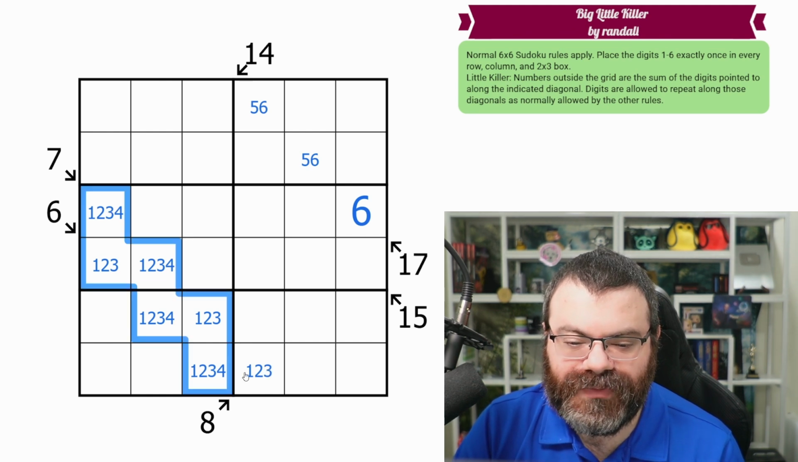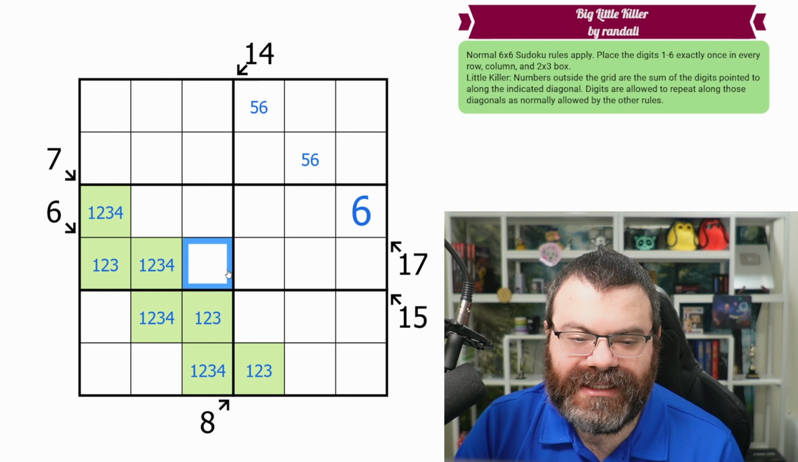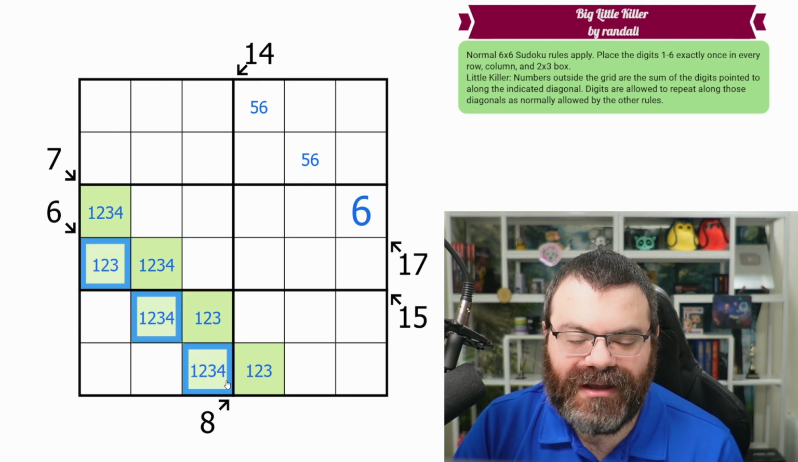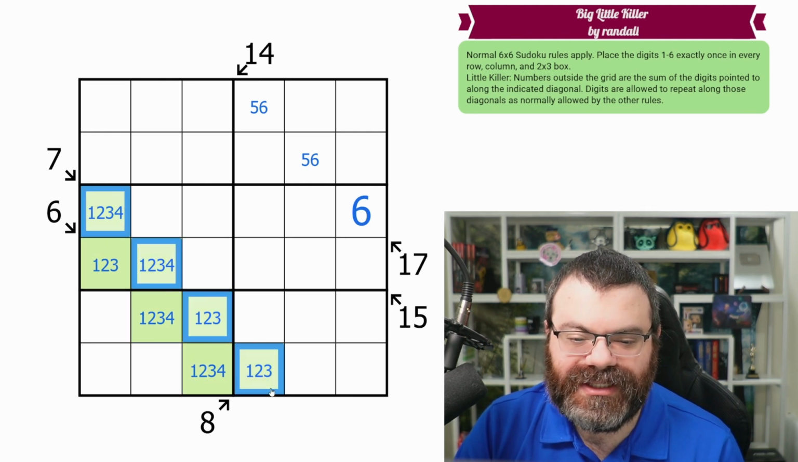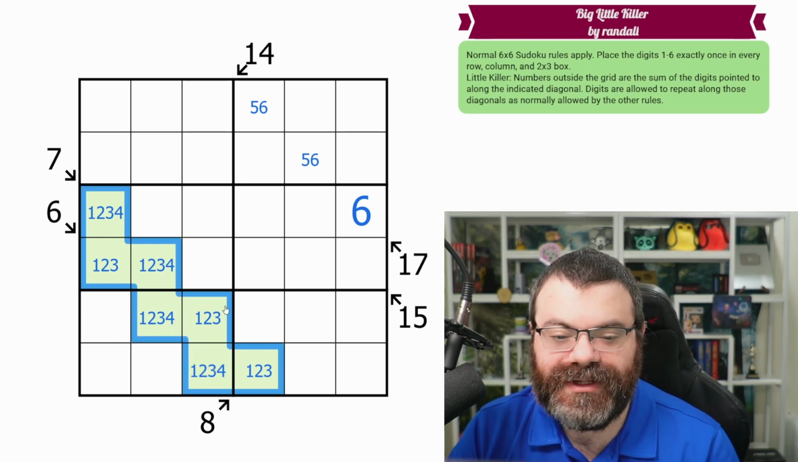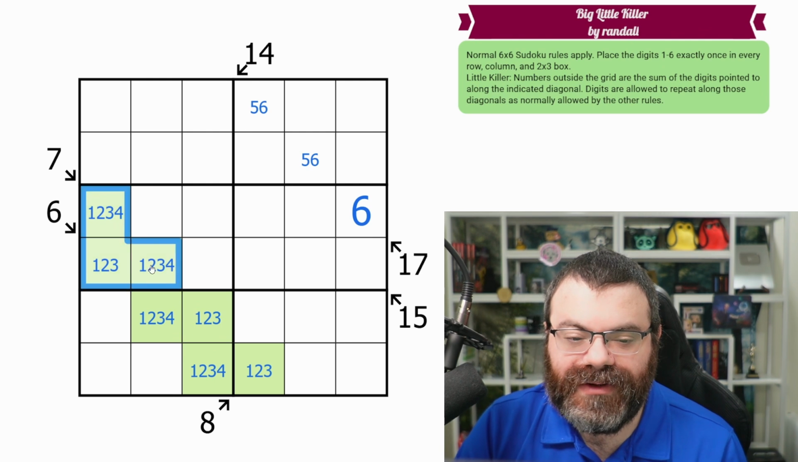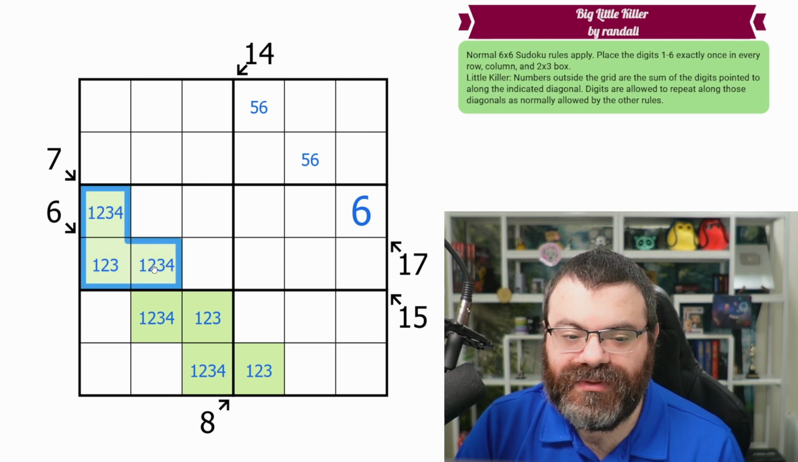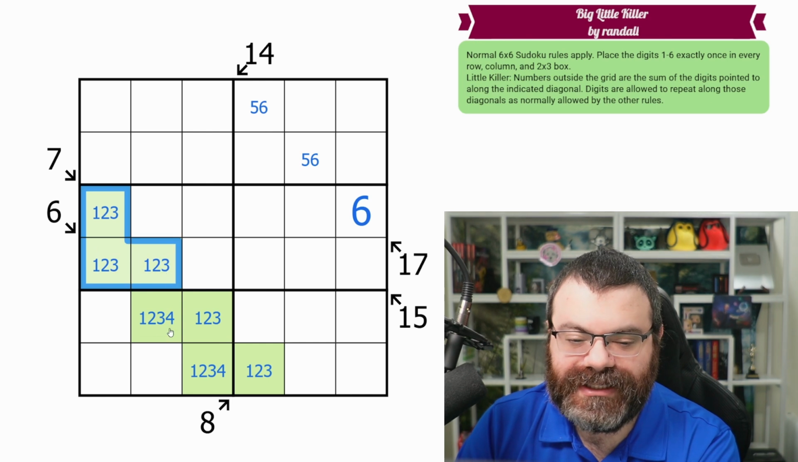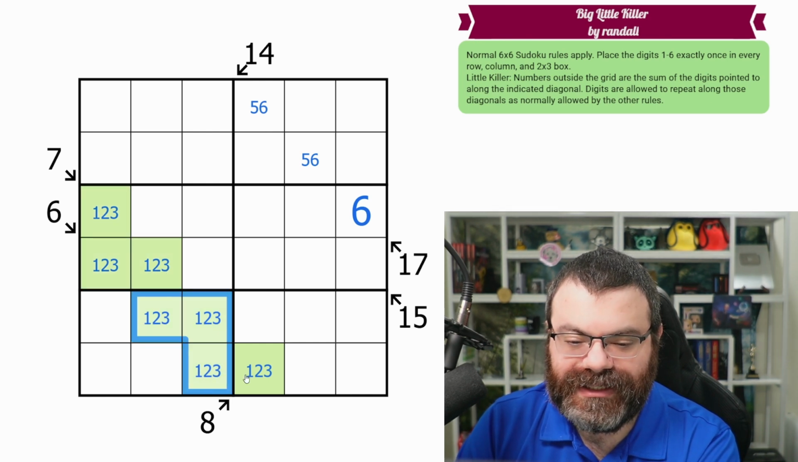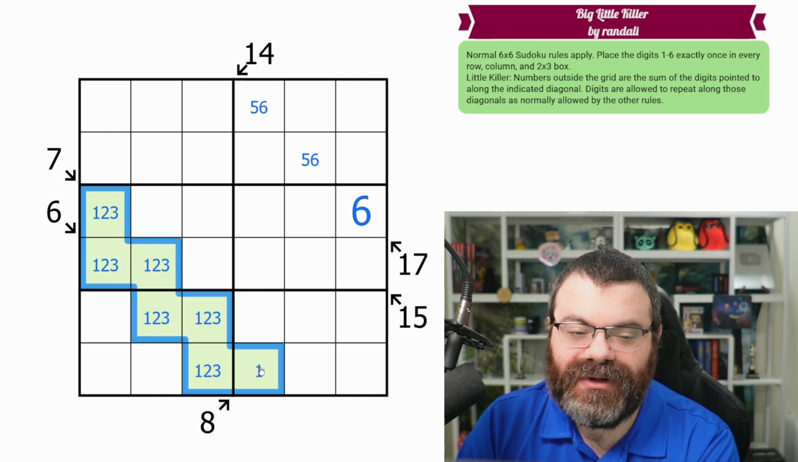But one thing we can do with little killers is we can take them together. So we know that the sum of these 3 are 6, and the sum of these 4 are 7, which means the sum in total of all of these green cells is going to be 6 plus 7, which is 13. So if we think about this, this could be 1, 2, 3 adding to 6. In fact, let me do that. This could be 1, 2, 3 adding to 6. This could be 1, 2, 3 adding to 6, and this could be a 1. And if we do 6 plus 1, that is 13.